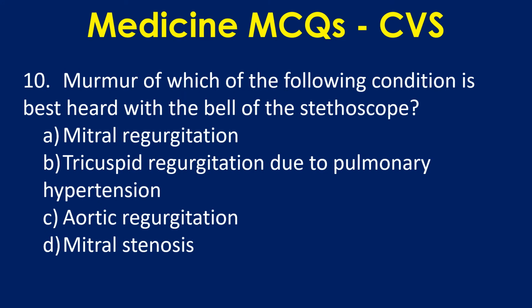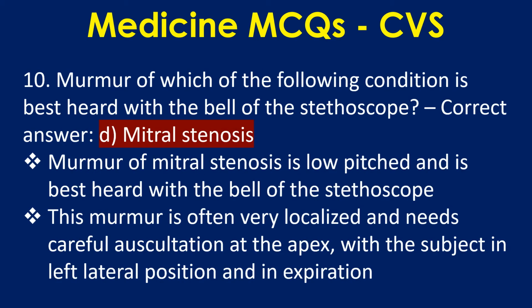Murmur of which of the following conditions is best heard with the bell of the stethoscope? A. Mitral regurgitation, B. Tricuspid regurgitation due to pulmonary hypertension, C. Aortic regurgitation, D. Mitral stenosis. Correct answer: D. Mitral stenosis.